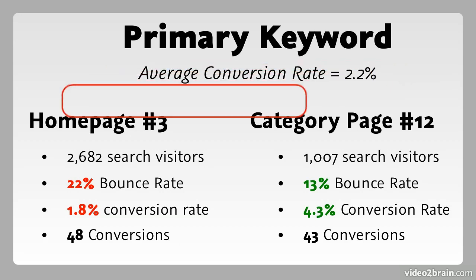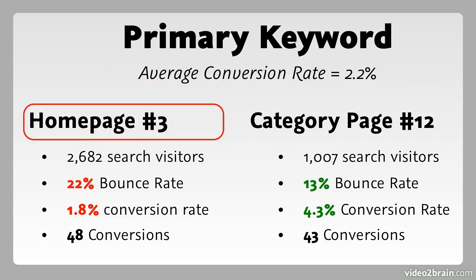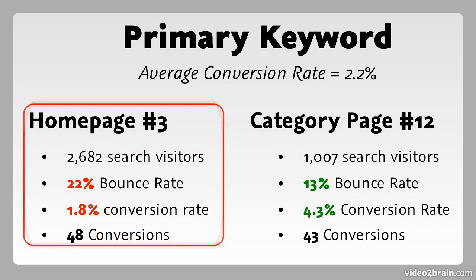Now, this keyword ranked number 3 on Google, but it was the homepage that ranked at number 3. And this keyword provided over 2,500 search visitors, but it had a 22% bounce rate, which was 22% of those 2,600 visitors left immediately when they saw the homepage. The conversion rate was less than average when people entered on that homepage for that term, and they ended up with 48 conversions. That means out of 2,600 visitors, 48 did what they wanted them to do.